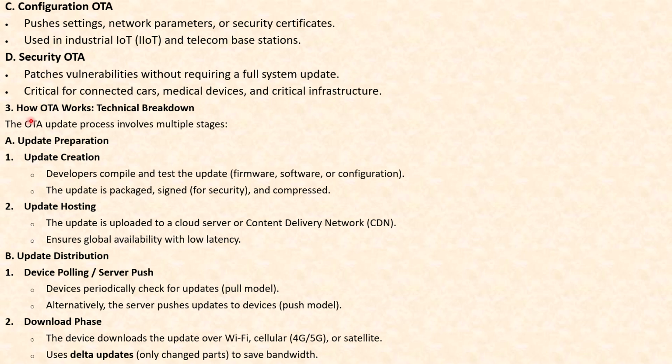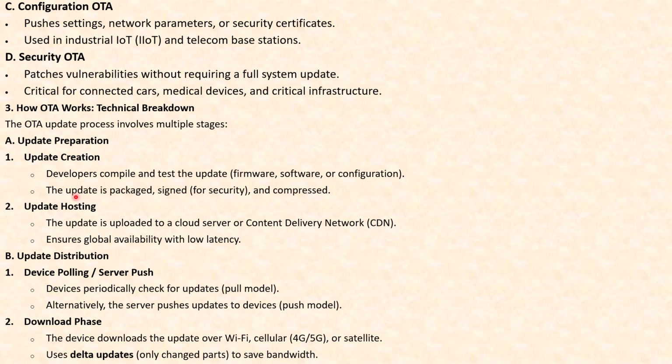Now let's see how this OTA works. What is the technical breakdown or methodological breakdown of how the OTA works? The OTA update process involves multiple stages. A. Update preparation. The update creation: developers compile and test the update, which includes the firmware, software and configuration. All right, and next the update is packaged, signed and compressed.